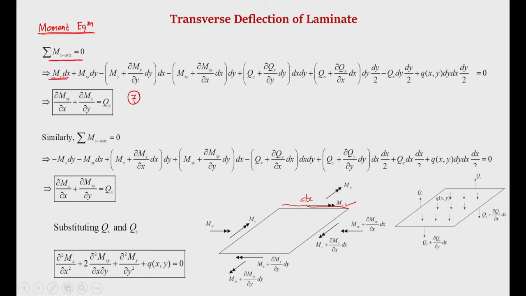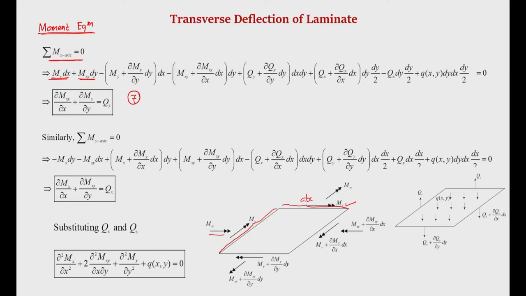Similarly, this is mxy, the moment per unit length, multiplied by dy gives the total. Therefore, when doing the moment equilibrium also, we must write the total moment and not the moment per unit length.